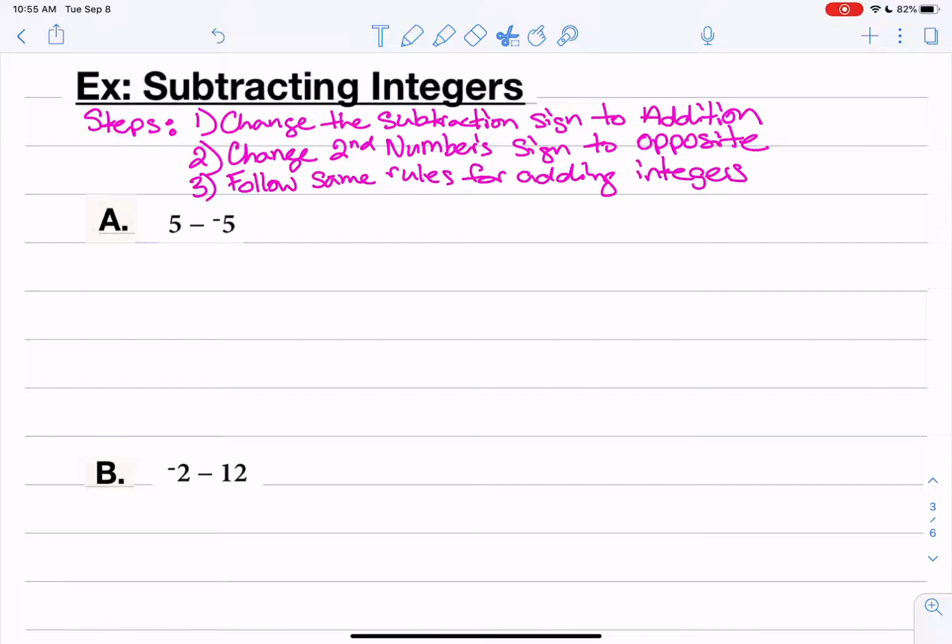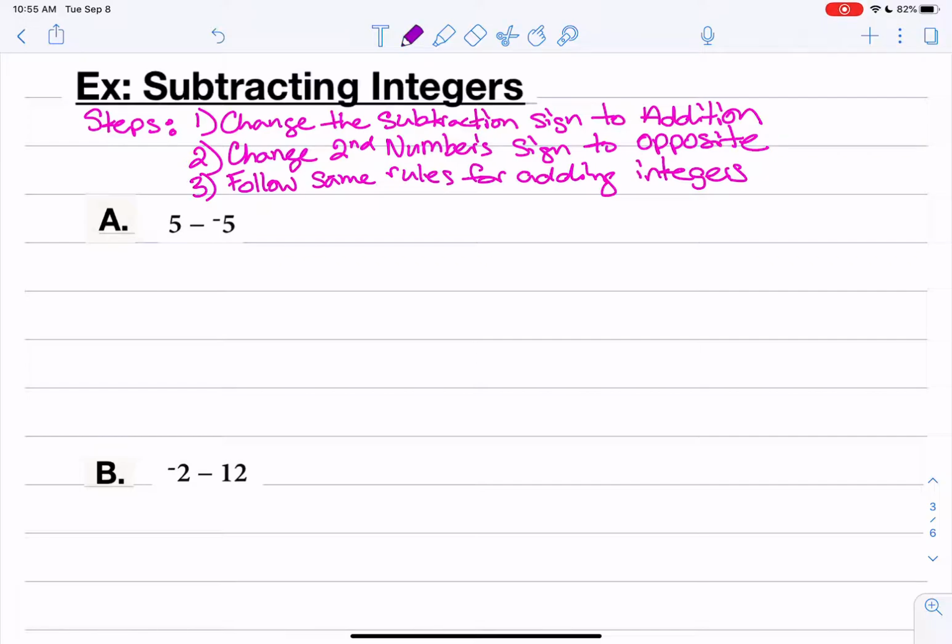Step 1, change the subtraction sign to addition. Step 2, change the second number sign to the opposite. Step 3, follow the same rules for adding integers. Okay, so let's take a look at our examples.